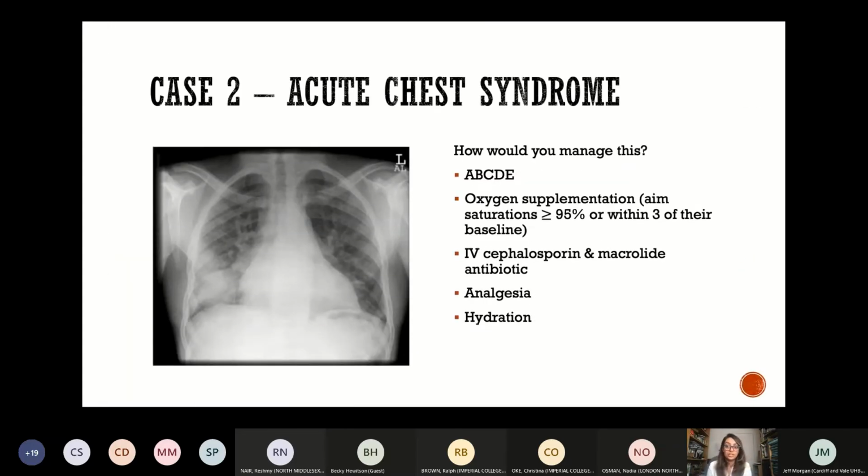How do we want to manage this? Well, you want to manage this with your A, B, C, D, E to start with, depending on how well or unwell the child looks. ACS is accompanied by a really steep reduction in their hemoglobin levels, so they need oxygen therapy. Try and keep their oxygen saturations above 95, or if they're well known to you, keep them within 3 of their baseline. Start them on some antibiotics. IV cephalosporin and a macrolide antibiotic are great choices.